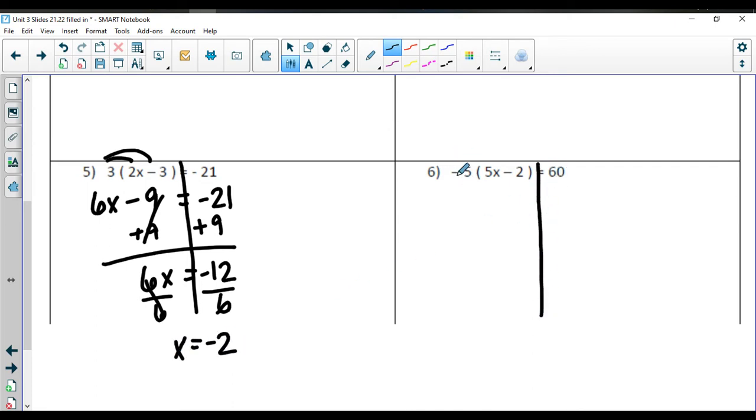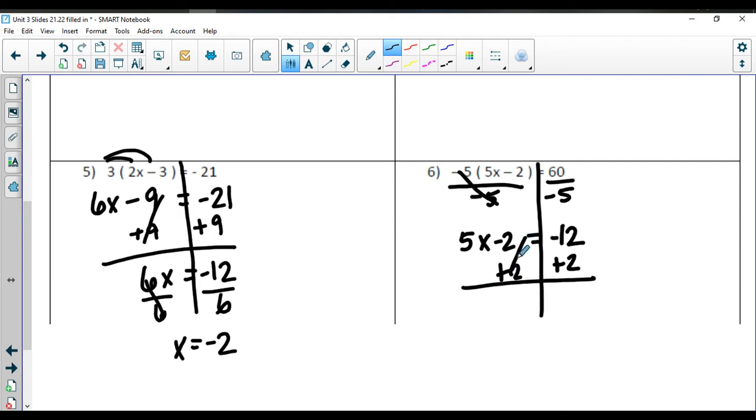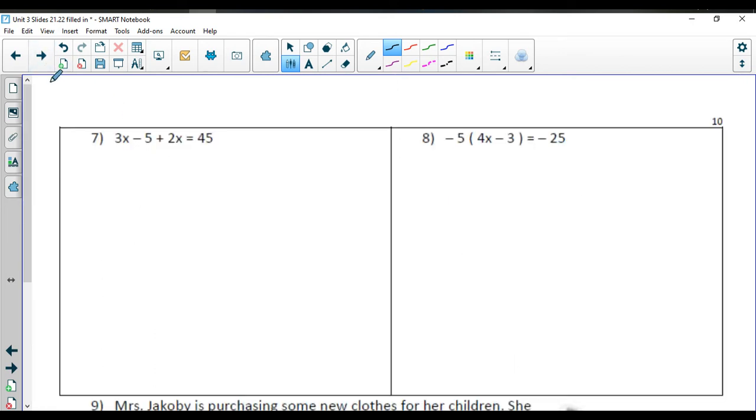In this example, I'm going to just show you real quick. I could divide through by negative 5 and do that on both sides. So I would get 5x minus 2 is equal to a negative 12. Add the 2 to both sides, and then I get 5x is equal to a negative 10. Dividing through by 5, and I get x equals negative 2. Had you distributed the negative 5, you would have had negative 25x plus 10 equals 60, and then you would have subtracted and gotten the same answer.